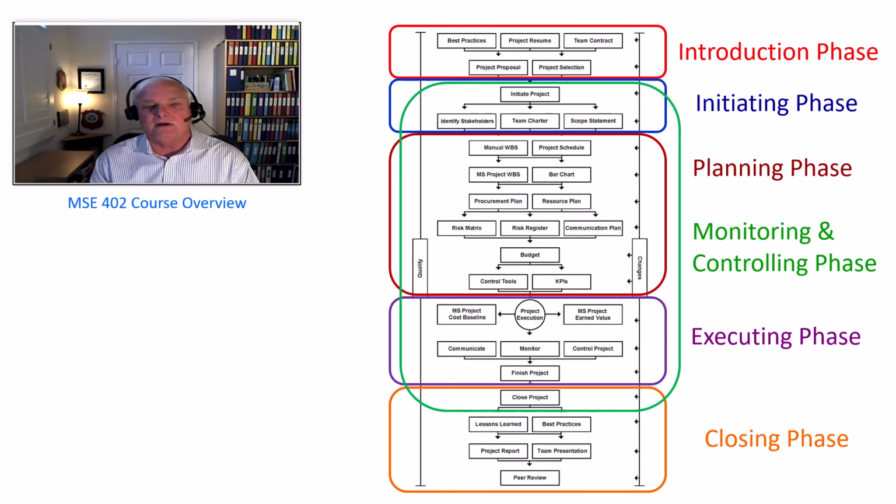Now the model that we've designed for you is this model that I'm showing you here, and you can see the different phases that you're going to walk through. Module 1 will be the introduction phase. Module 2, the initiation phase. Module 3, the planning phase. Module 4, monitoring and controlling a project. Module 5, executing. Module 6, closing. And you can see that we've identified the knowledge areas or the tasks that are required to be completed in each one of these areas.